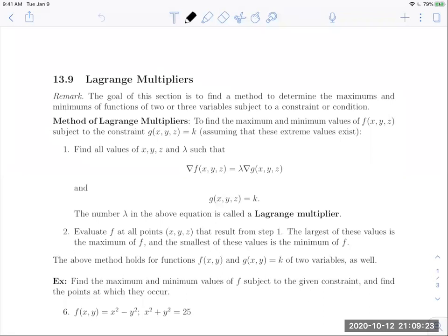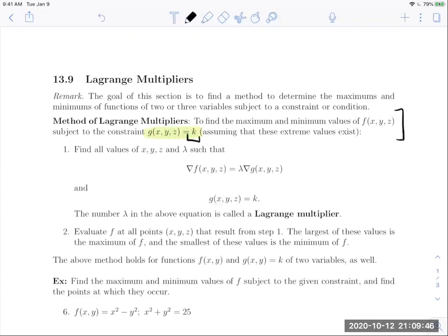So what we're trying to find are the maximum and minimum values of a function subject to some constraint equation. Now, before we move forward, I want to emphasize here that we have a function in terms of x, y, z on one side and the constant on another. So you're going to want to make sure that your constraint equation is written in that format.